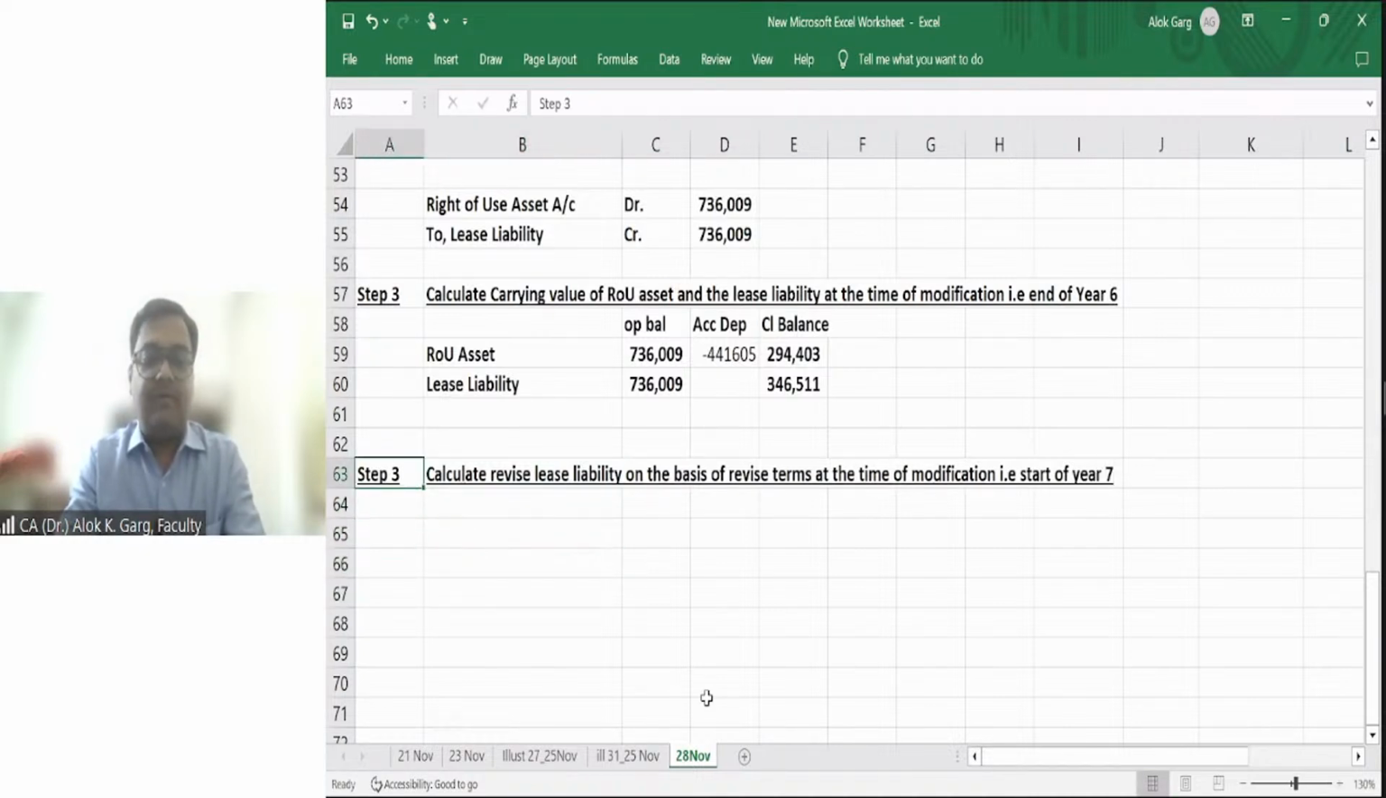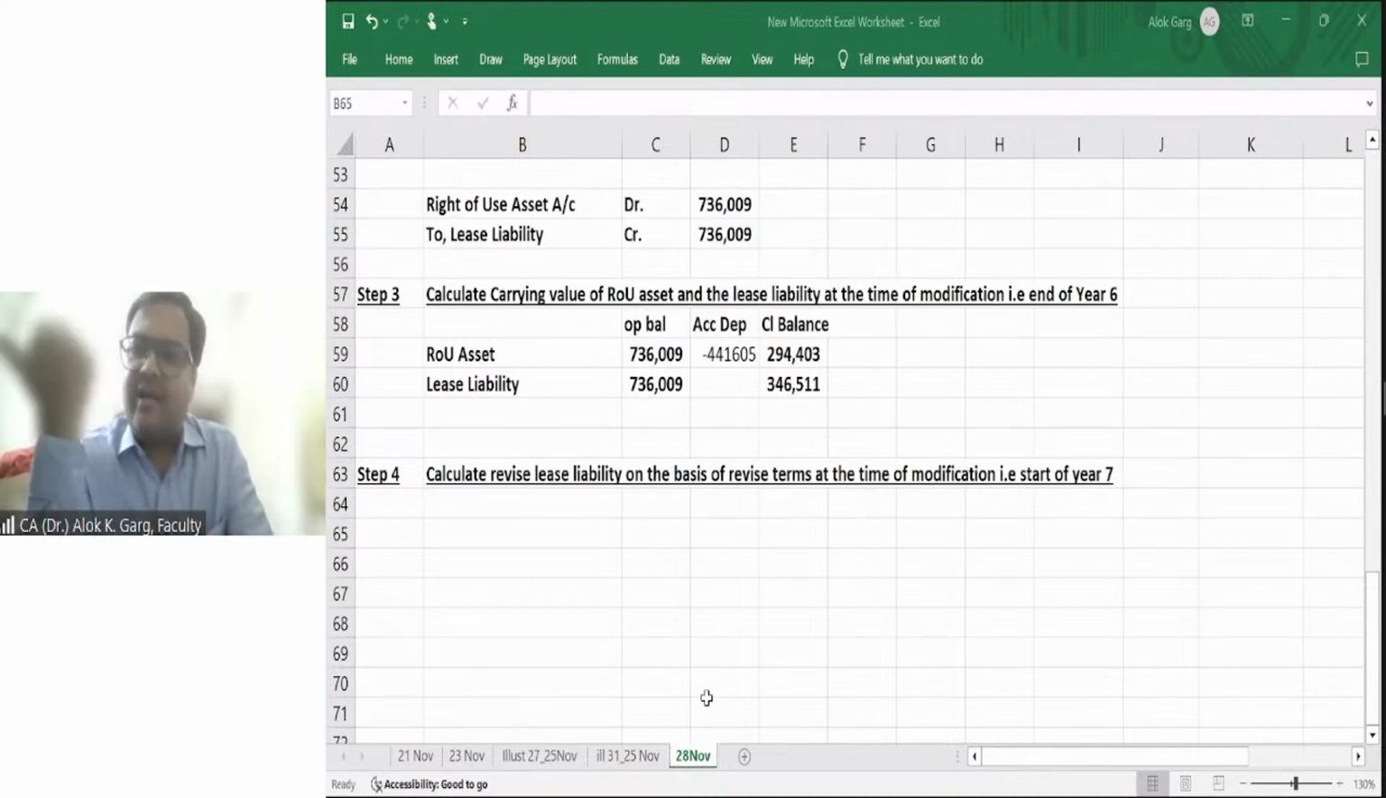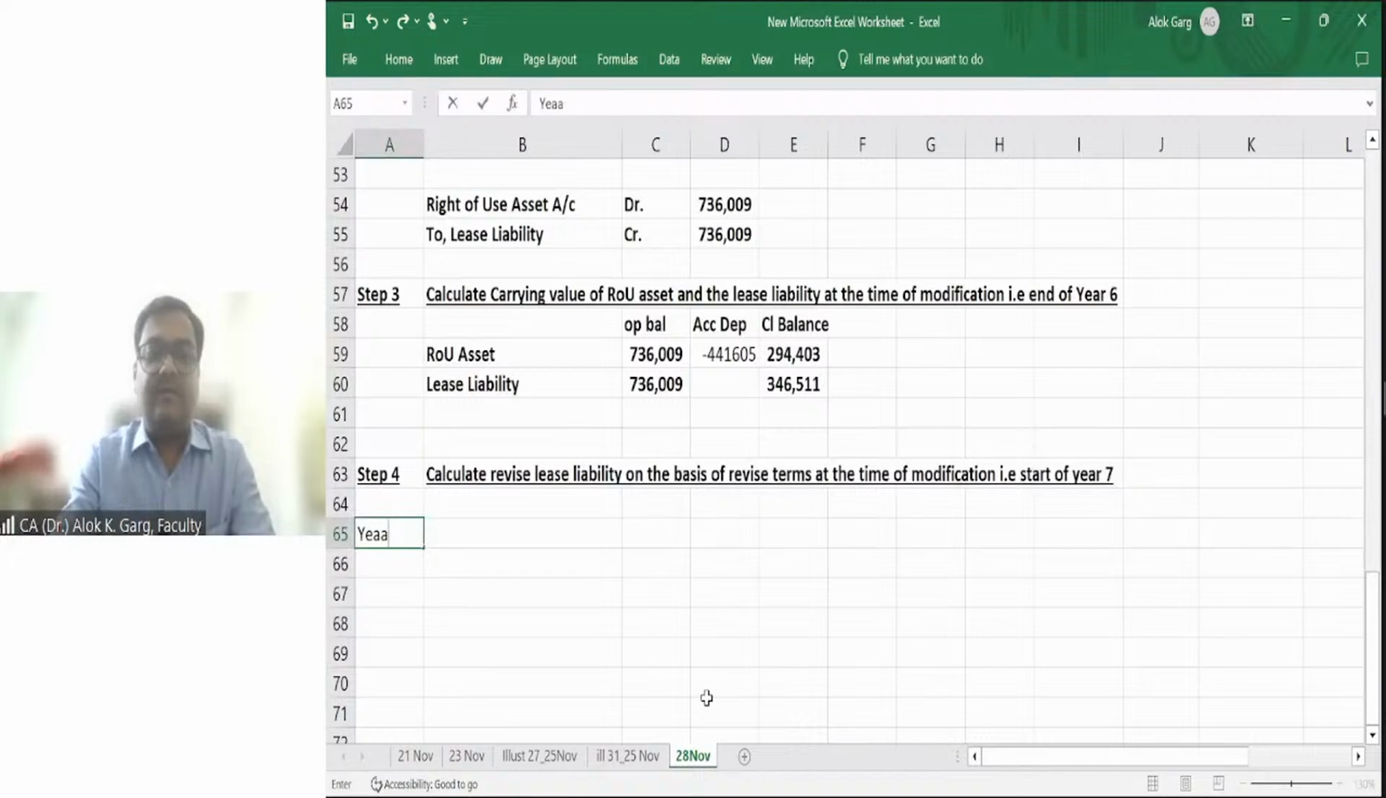Okay, this is my step number 4. Now I need to compute my lease liability on the basis of the revised lease terms. So friends, up to year 6, the accounting has already happened. Now you need to start with year 7. This is year, as simple as that. This is my lease payment. Now I need to compute the present value of future lease payments at the rate of revised discount rate, 7%.